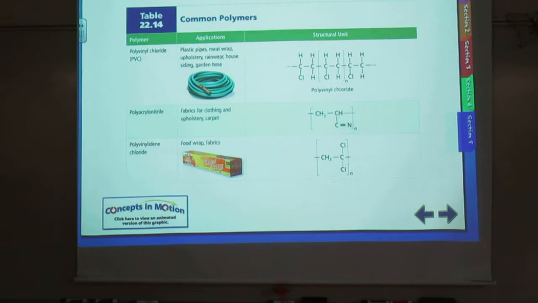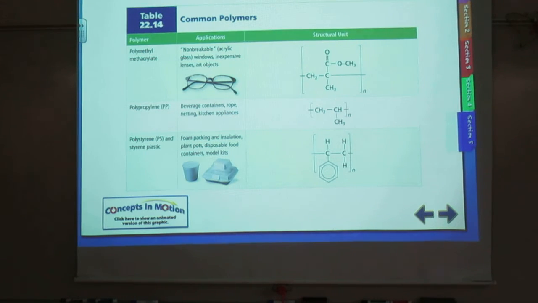Then we've got polyvinylidene chloride, which is found in food wrap and fabrics. You can see how that's similar to polyvinyl chloride, as it has the chloride group in it too. The only difference is that the PVC on top has just one chloride group, and the one on the bottom has two chloride groups. That's why they call it dichloride. It looks like they have the polyvinylidene chloride mixed up in the slide, so it should say vinylidene, not what's written. Polyvinylidene chloride. Makes sense.